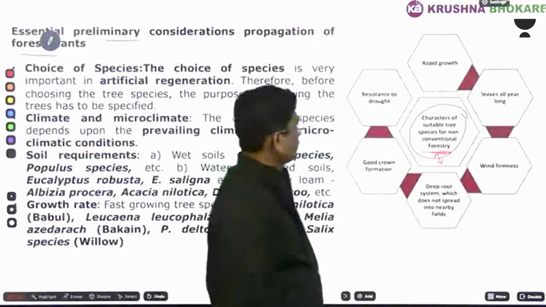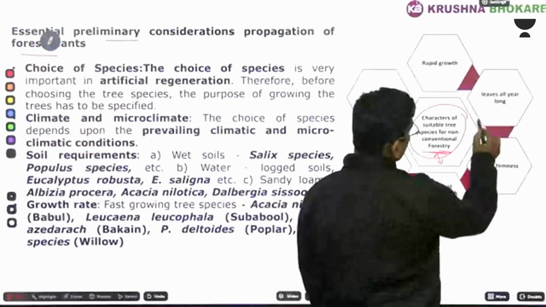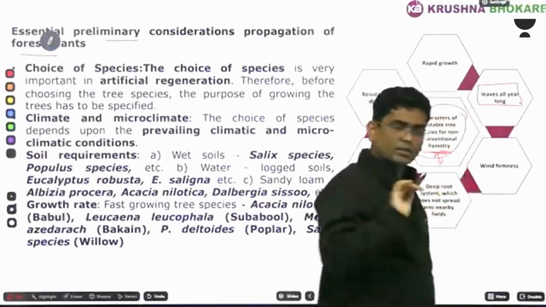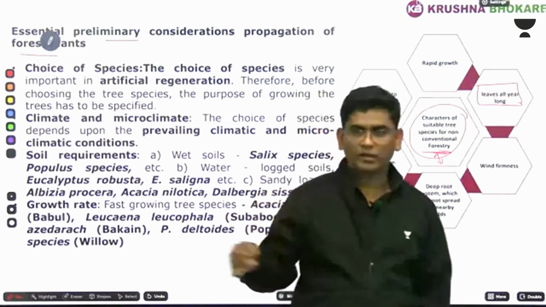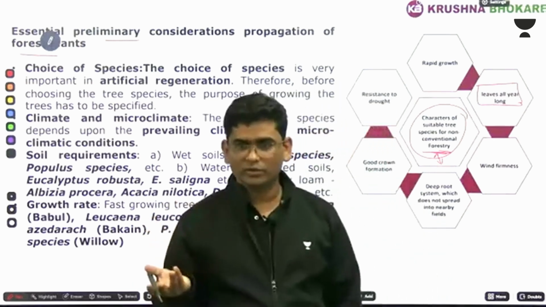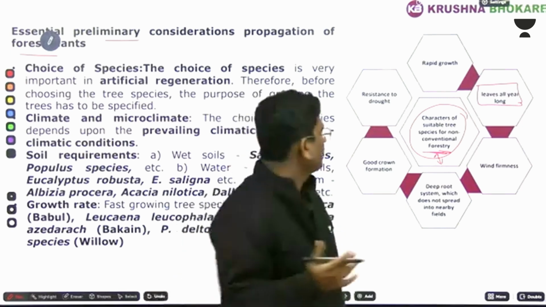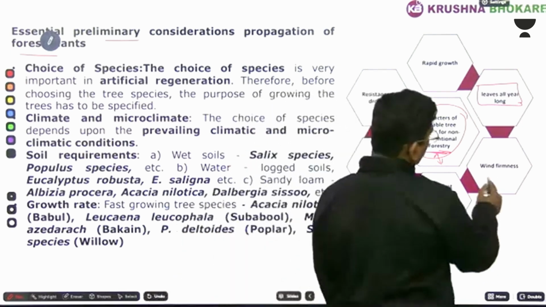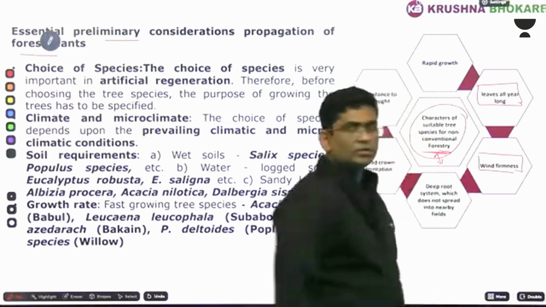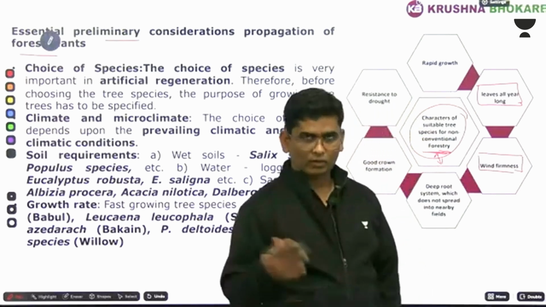What are the basic characters? First, leaves all year long. Okay, sometimes it should be evergreen. If you are selecting for your garden, if it is shedding leaves for 4 months, it will not look good. It should be evergreen. Then wind firmness, है ना, already आपने बता दिया है. Wind firmness means it should not collapse because of a cyclone.